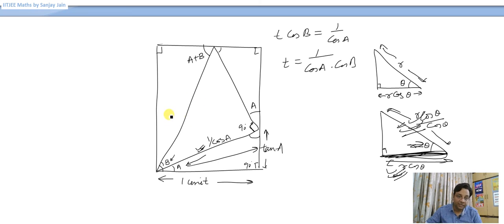So this side here is 1 upon cos A into cos B. Okay, I can also write it as secant A secant B, but I am not doing that because I want the results in form of tan, right? I am looking for a formula for tan of A plus B.